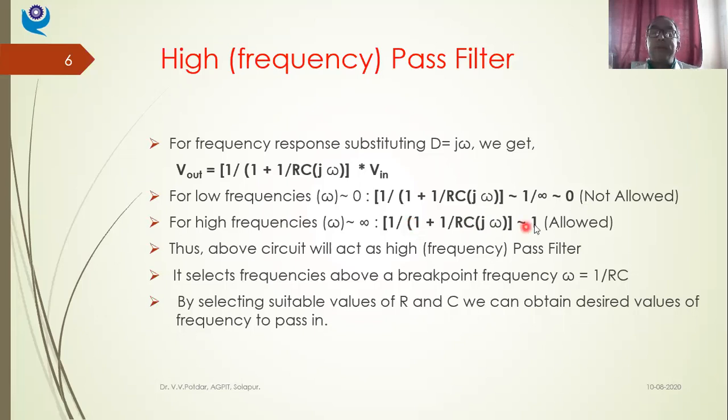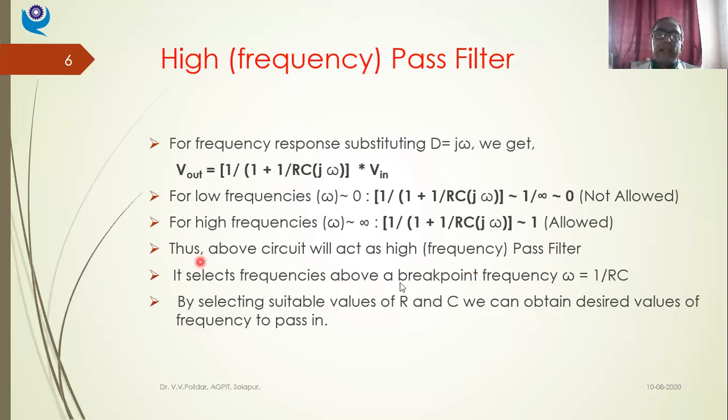So for high frequencies, I get this multiple as 1. So I get some voltage output. So high frequencies are allowed, low frequencies are blocked. Thus, above circuit will act as a high pass filter or high frequency pass filter. Isn't it simple? Yes, provided you are attentive and carefully write down the equations. So this is how we can justify how low pass and high pass filters work.